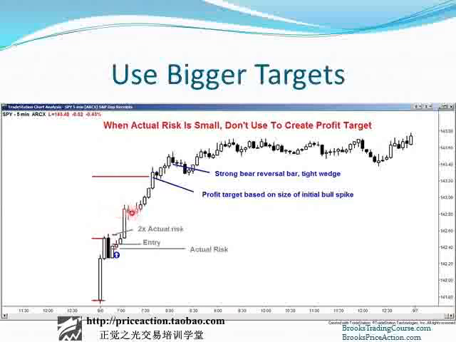That probably would have been right up here. So if you put your initial stop here, your signal's here, 2 times your initial target was right here, and you can see some profit taking took place. The market went sideways. But after this bull spike, I personally would like to go for a much bigger target.